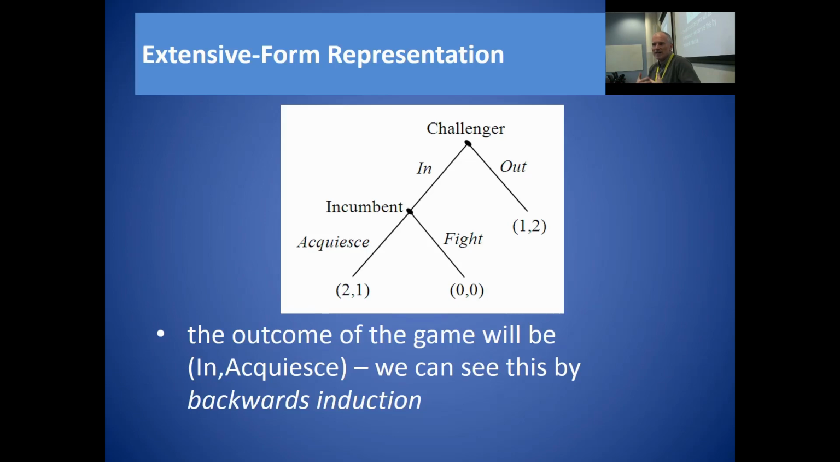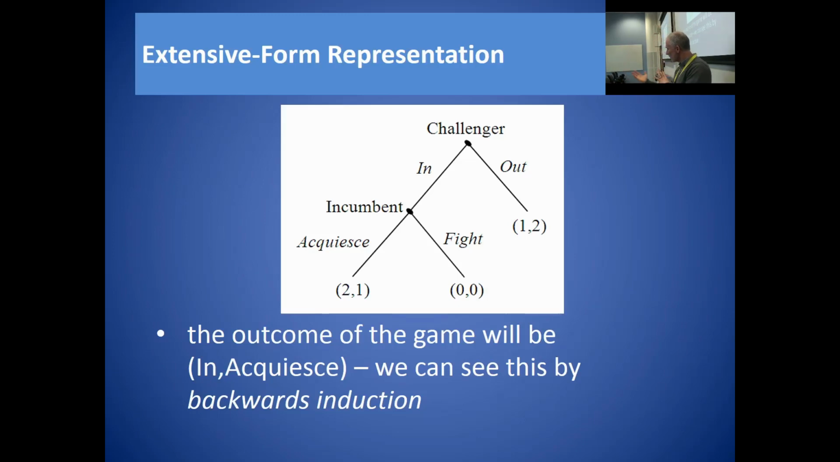Therefore, the challenger knows if it enters the market, the incumbent is going to acquiesce. And so it then says, well, do I enter the market knowing that the incumbent will acquiesce, or do I stay out? And it looks at its payoffs. Well, it's more profitable for me to enter the market and for the incumbent to acquiesce, rather than staying out and getting nothing. So that's what it will choose to do. It will enter the market knowing the response it will be met with. And that will be the outcome of this game.